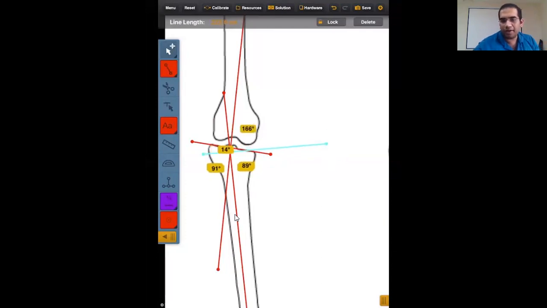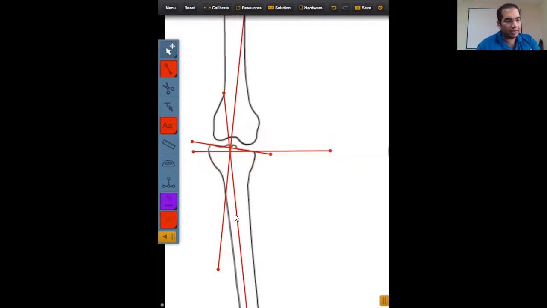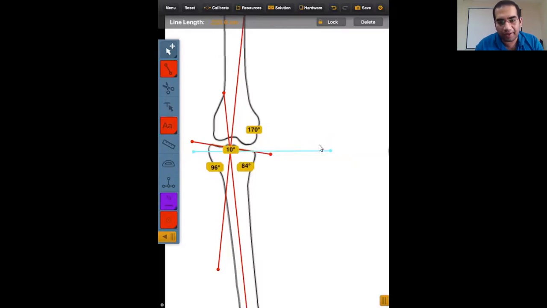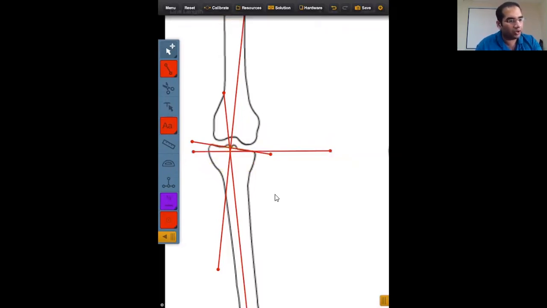So we will simply bisect it. The half of 168 would be 84 degrees. So this is the angulation correction axis. This line is the angulation correction axis line. So obviously we cannot do an osteotomy which is passing through the lateral tibial condyle. So what we can do here is we need to move away from this osteotomy site.